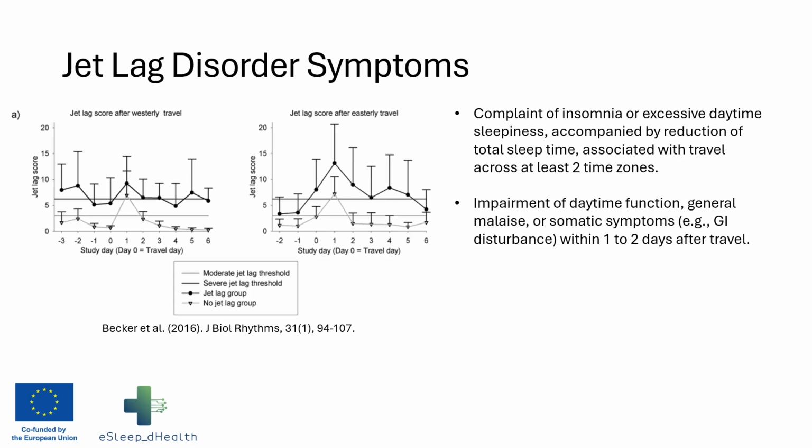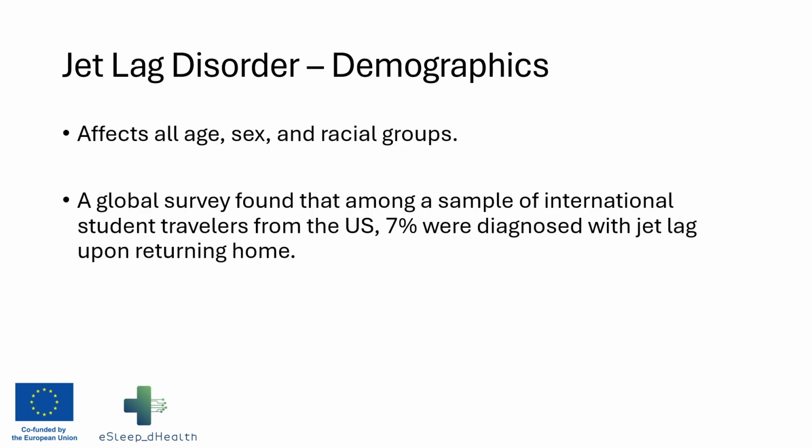You can see the travel day is indicated by a number 0, and the day after the travel day is indicated by the number 1 on the x-axis. And you can see in both groups that on day 1, there are significantly greater reports of jet lag, but it's worse in those traveling east.